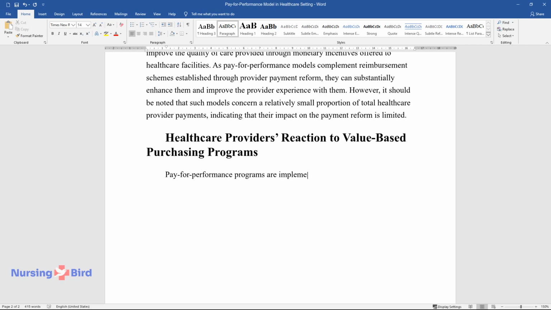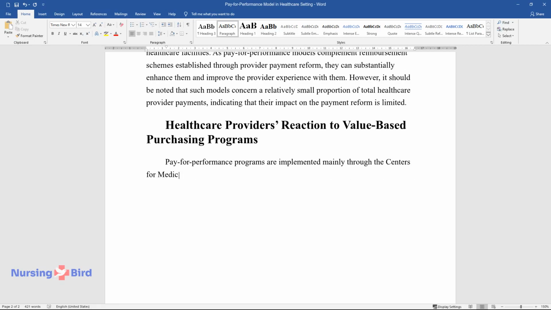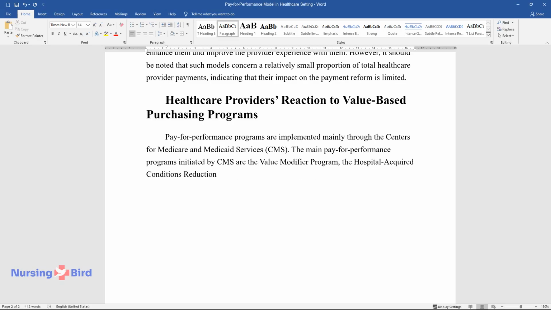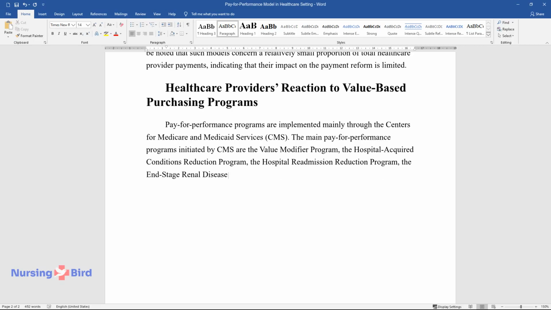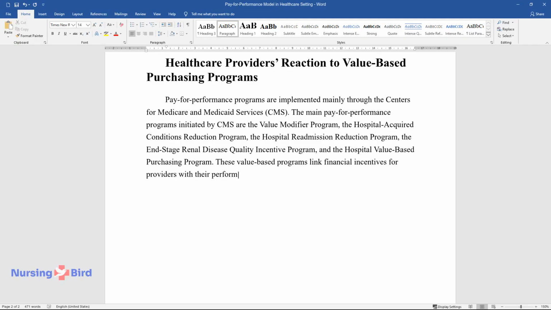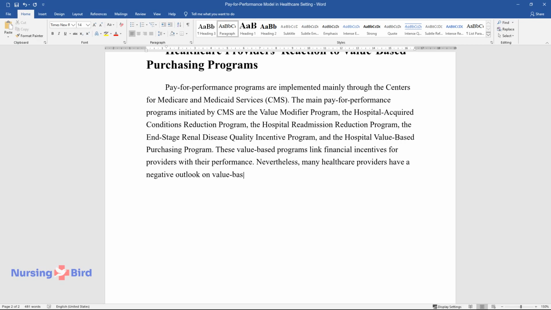Pay-for-performance programs are implemented mainly through the Centers for Medicare and Medicaid Services, CMS. The main pay-for-performance programs initiated by CMS are the Value Modifier Program, the Hospital Acquired Conditions Reduction Program, the Hospital Readmission Reduction Program, the End-Stage Renal Disease Quality Incentive Program, and the Hospital Value-Based Purchasing Program. These value-based programs link financial incentives for providers with their performance. Nevertheless, many healthcare providers have a negative outlook on value-based and pay-for-performance programs.